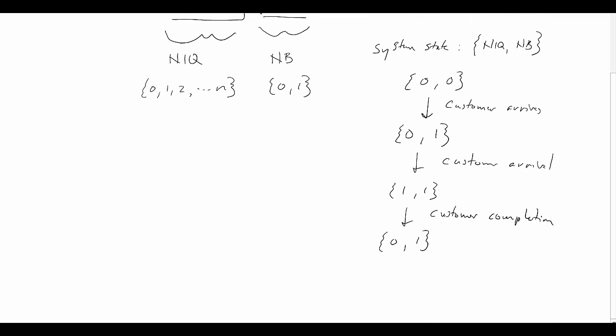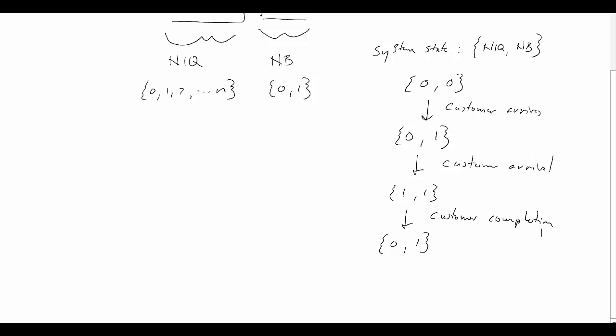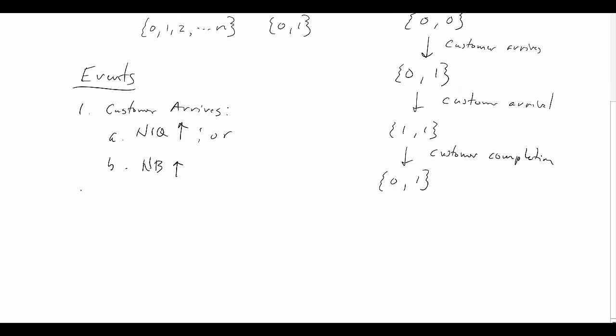So for this very simple single server example, there are really only two things that interest us. There are two so-called events that are of interest to us. That's when a customer arrives, in which case one of two things can happen. Either A, the server's busy and so the queue gets longer, so the number in queue goes up, or B, the server is currently idle and when the customer arrives, the number busy goes up. The server becomes busy.